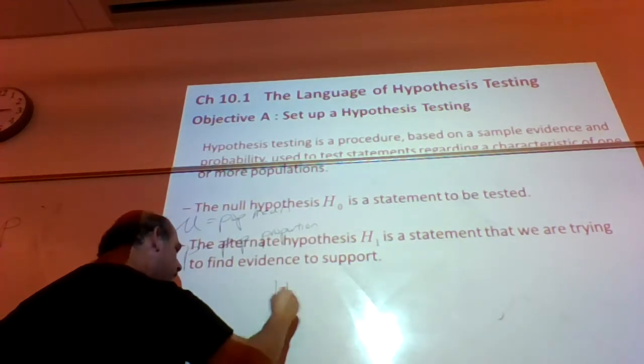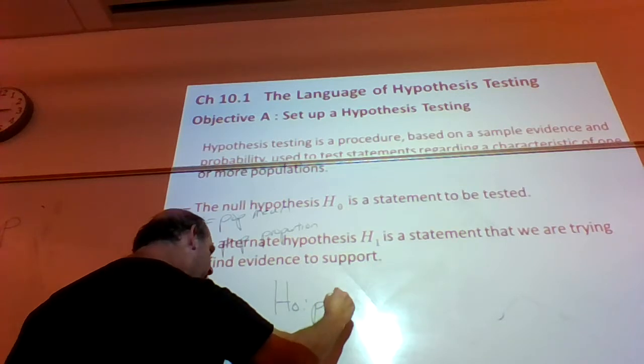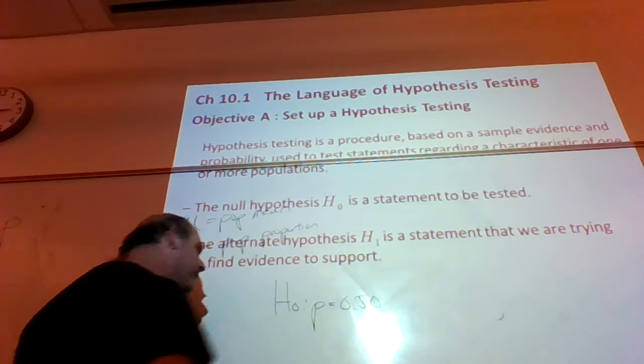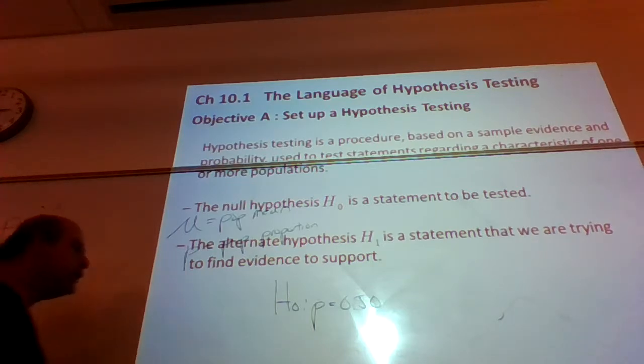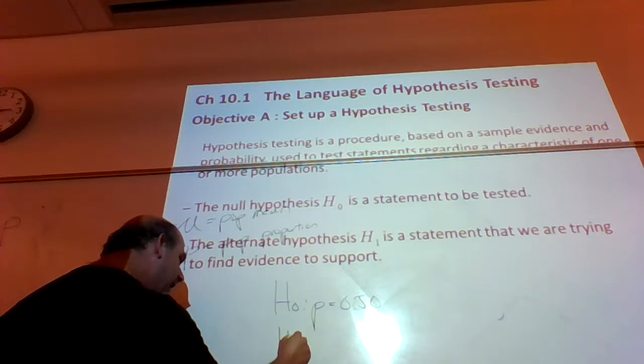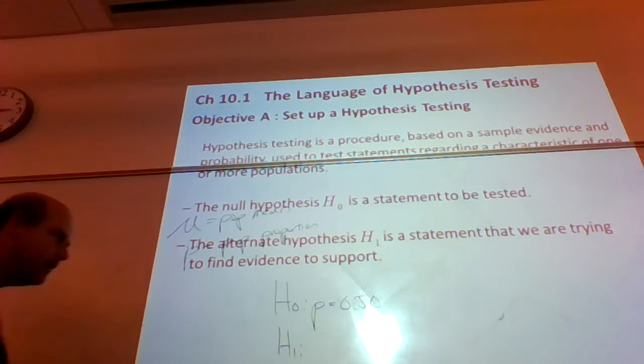Here's your null. Again, this is the example of what? Flipping a coin and getting what? Heads. Now, one possibility we could have is that the proportion is 0.5. Yes, okay.